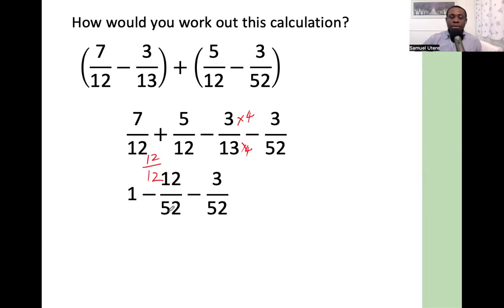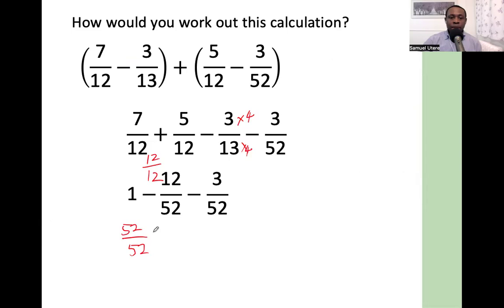Now, remember in our previous lesson where we said if you are adding or subtracting fractions from integers, of which this one is, it's a whole number, that integer takes a different meaning every time depending on the fraction you're working with. So in this case, this whole is actually 52 over 52 because we're trying to subtract fractions from it that have the denominator 52.